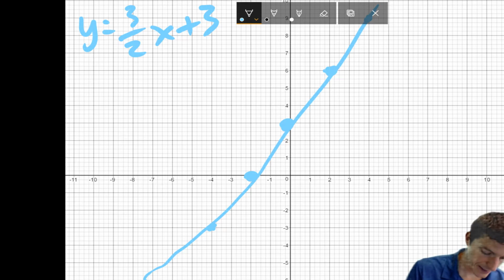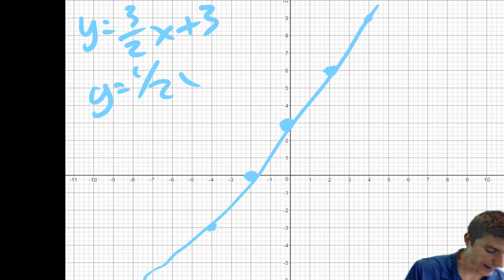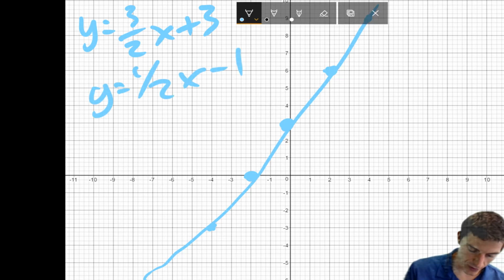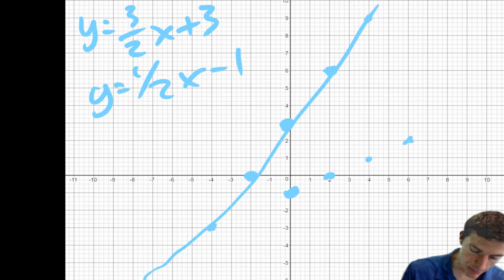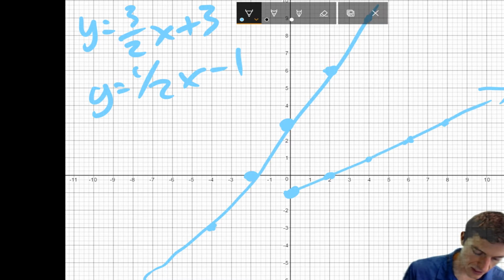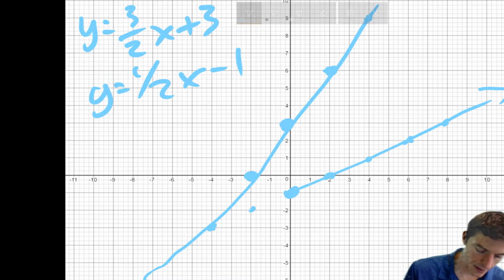My second line is y equals 1/2 x minus 1. So I start at minus 1, and my slope is 1/2. So that means that I'm going to be going up 1, right 2, up 1, right 2. And I could keep going this direction, but I know my answer is not this way. So I need to continue my line this way. So I'm going to go back 1, down 2, back 1, down 2, back 1, down 2.